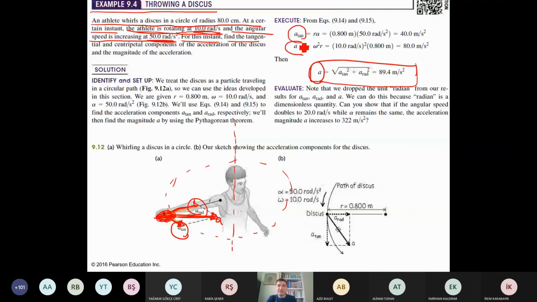Okay, how to calculate a tangential, how to calculate a radial. A tangential is given with R times alpha. R is the given radius, 80 centimeters, put it there. Alpha is the angular acceleration, which is given as 50 radians per square second. Put it there, then you can calculate it: 40 meters per square second. A radial is omega squared times r. Omega is the angular speed, given as 10 radians per second. Okay, then put it there, the radius is given, put it there, then a radial is calculated. Take this a tangential and a radial, put them in this equation, then you can calculate the magnitude of the acceleration of the discus. Any question here within this example?